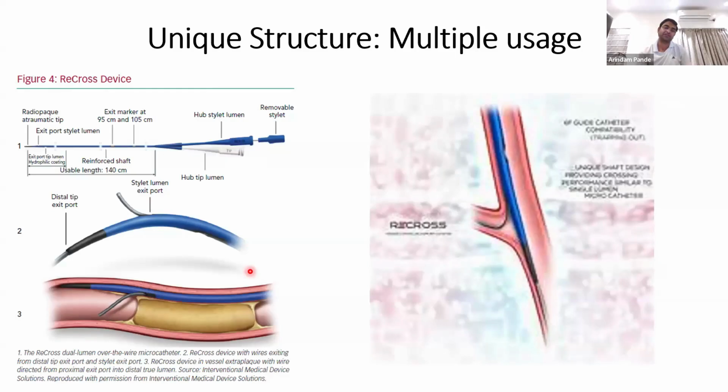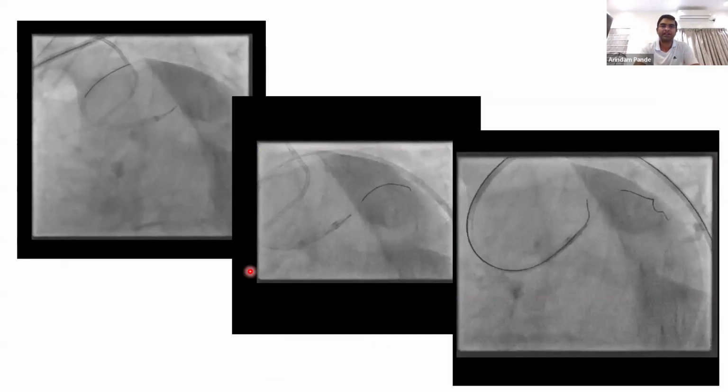If you went through a subintimal space and want to come back to the true lumen, it helps there too. But you need to take the catheter very far down into the subintimal space so that the true lumen is actually there. So you use this catheter. It is a little expensive catheter, but you can see how it was used.